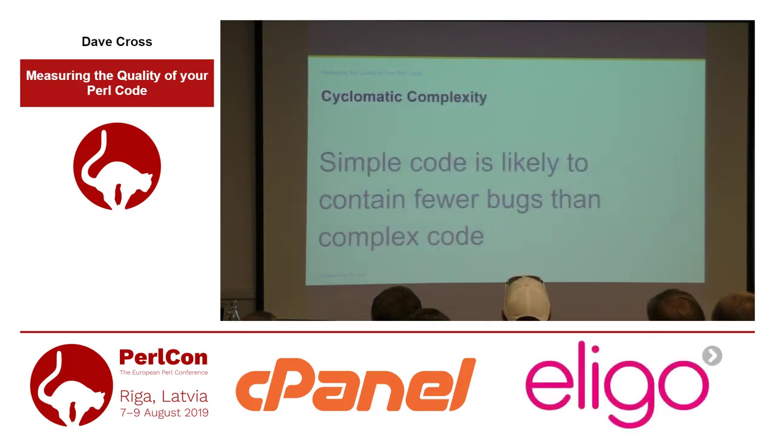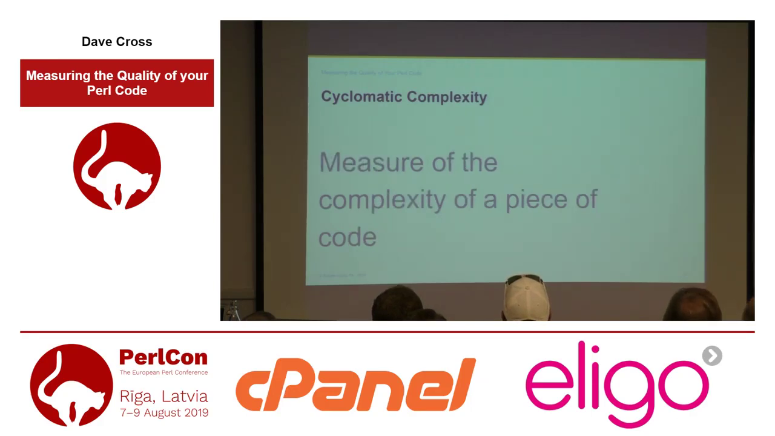And finally, the cyclomatic complexity one basically comes down to simple code is likely to contain fewer bugs than more complicated code. And I just wanted to take a little bit of a step aside to explain a little bit more about cyclomatic complexity, because people often haven't heard of it. Basically, it's a measure of the complexity of code, and you just count the branching points in the code, the number of loops, the number of if statements, and things like that in a subroutine.